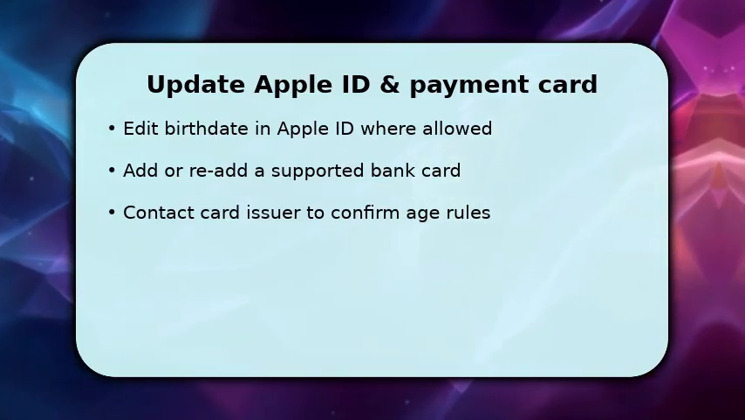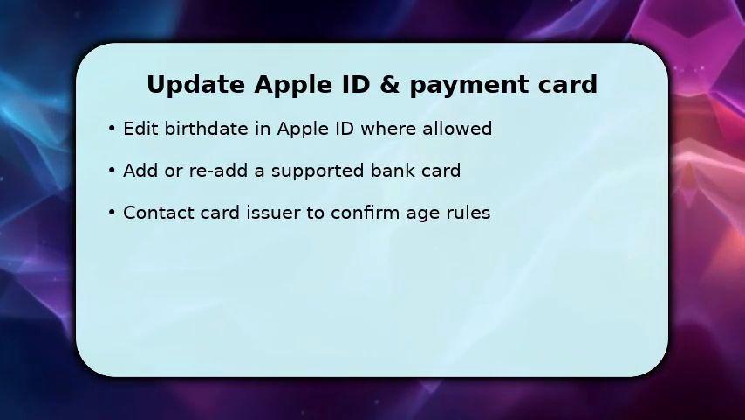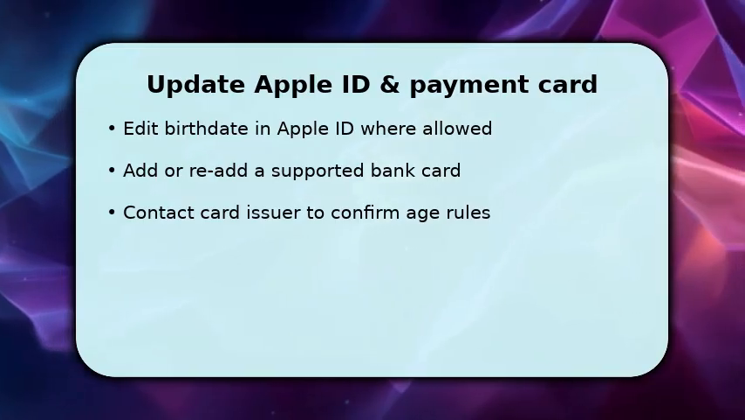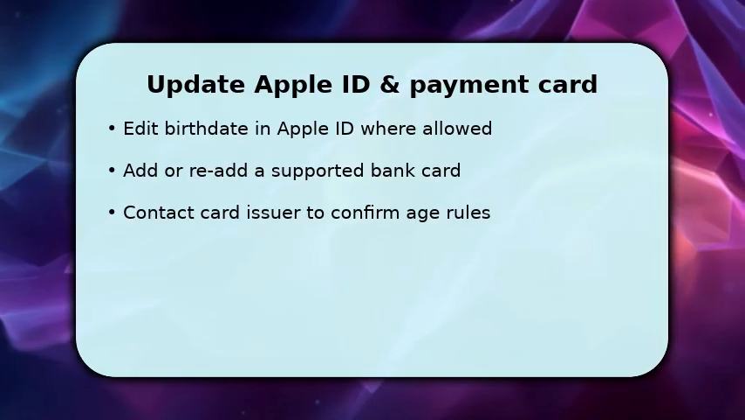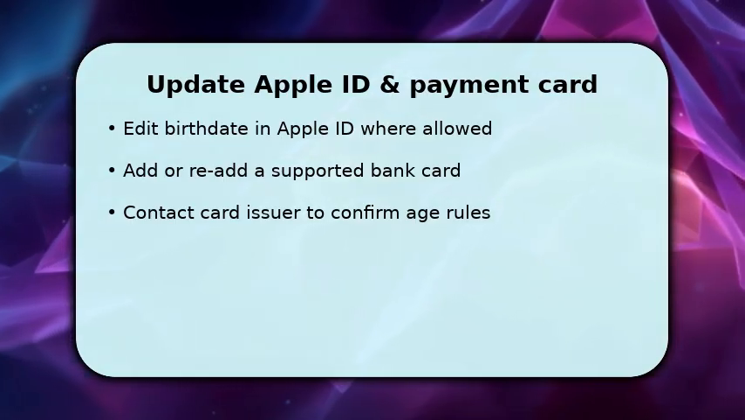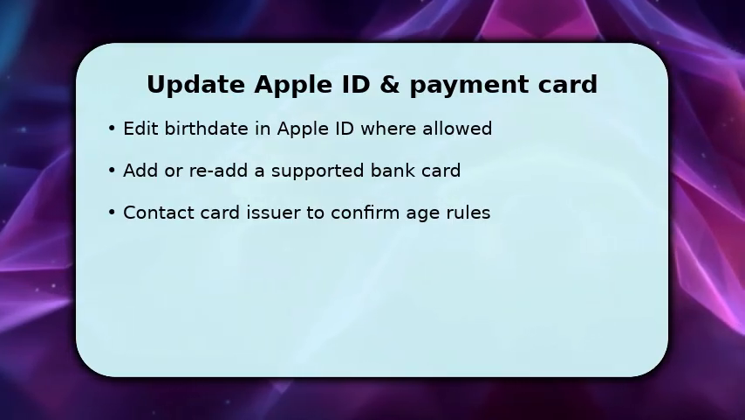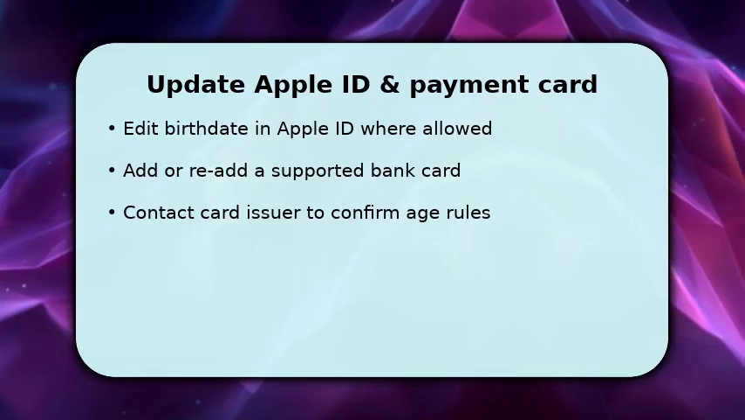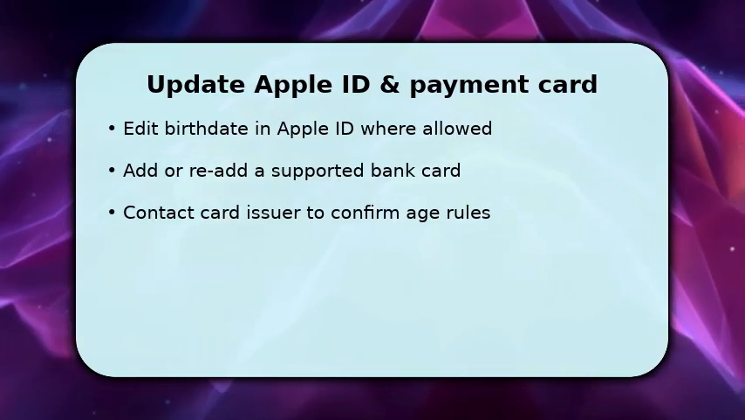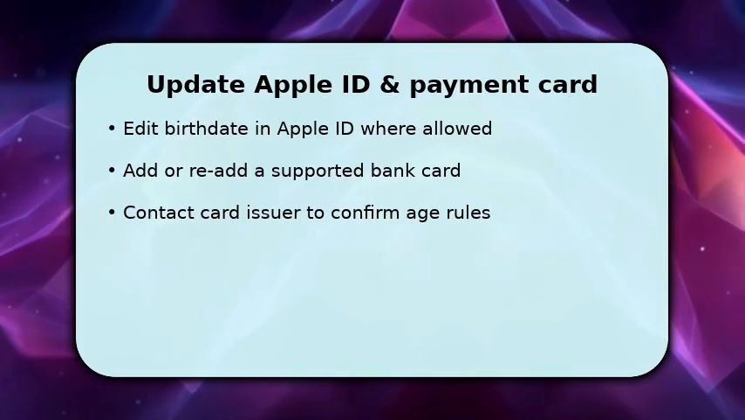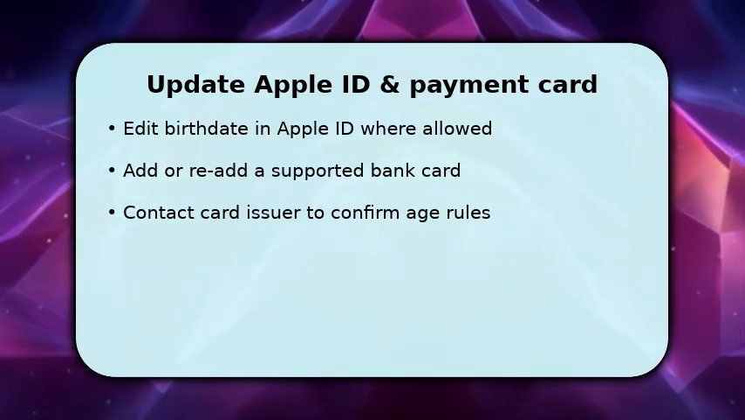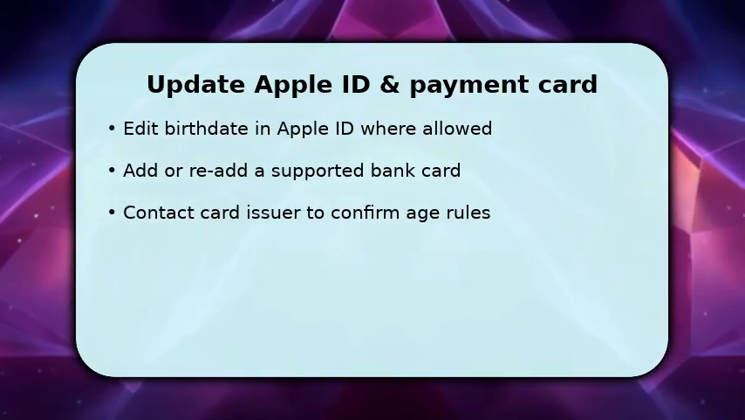Then open Wallet and add or re-add a supported bank card. Use the bank app verification or card details manually to trigger issuer checks. While adding, the bank may request age verification. Call or message the issuer to confirm their minimum age policy and what documents they accept. Once the bank confirms, complete the card activation and let Apple synchronize the change.